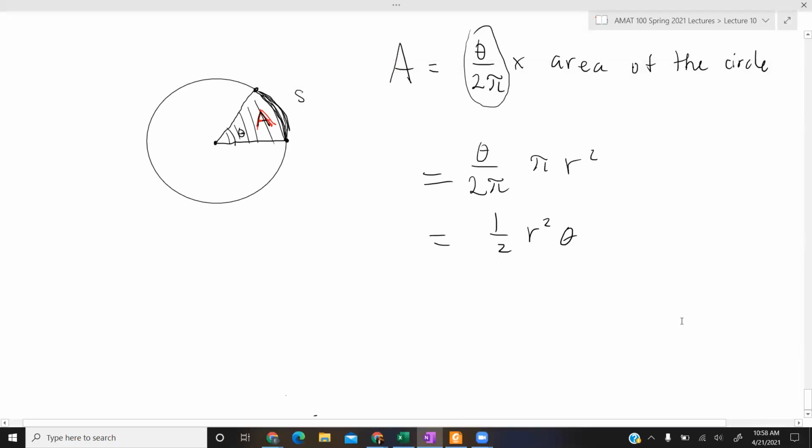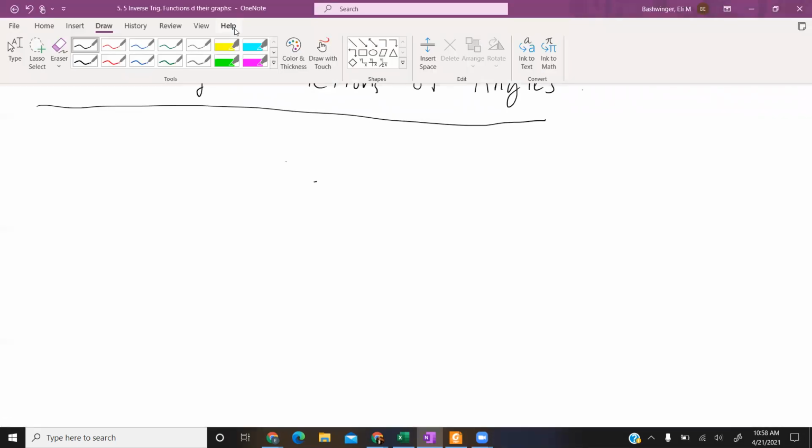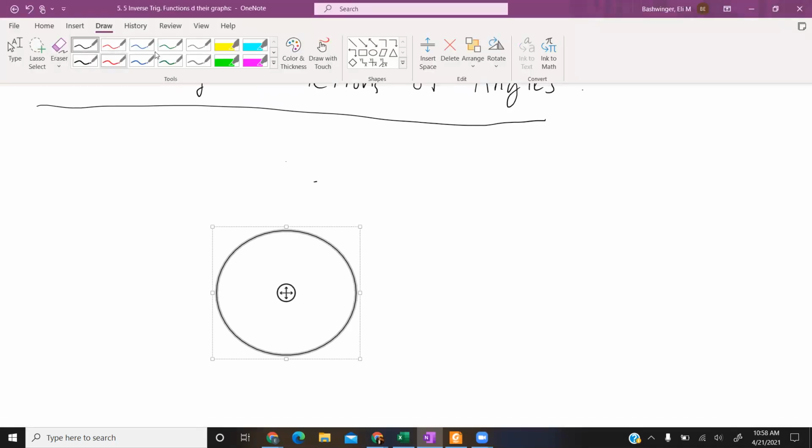So if you recall, in chapter 5, we defined trig functions already, and we did this in terms of the unit circle. So let me set this up. So we've got 6.3, trig functions of angles. In chapter 5, we did things in terms of unit circles.